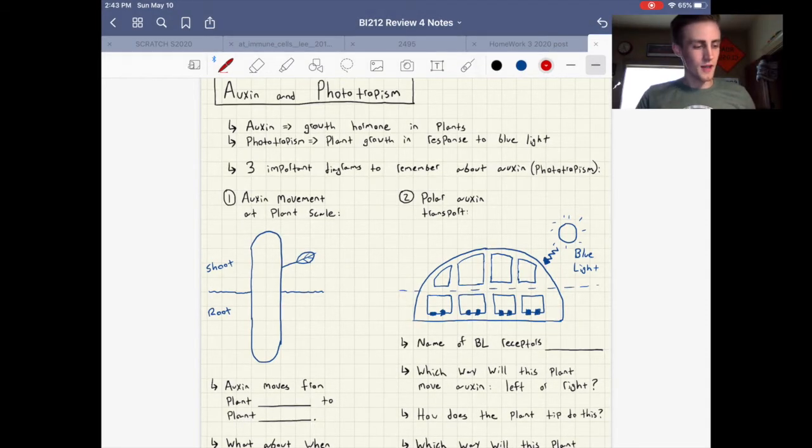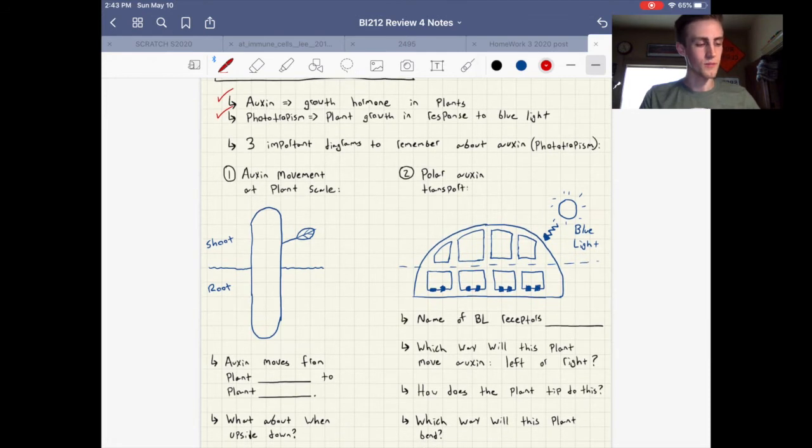All right, so looking at things pretty generally here, we know that auxin is a growth hormone in plants, and we know that phototropism is plant growth in response to blue light. So how do plants react when they detect that blue light is in their environment? And so really with auxin, I think there are three important diagrams to remember in terms of phototropism and plants' response to blue light using auxin.